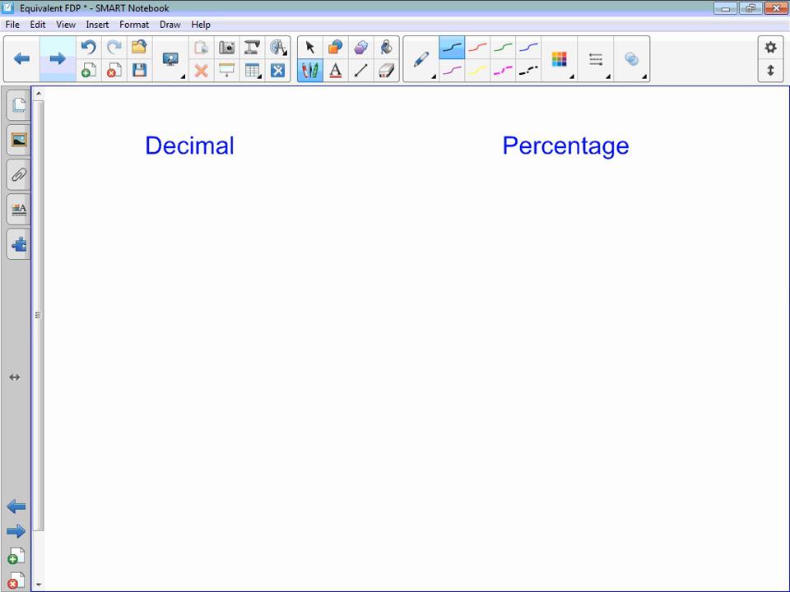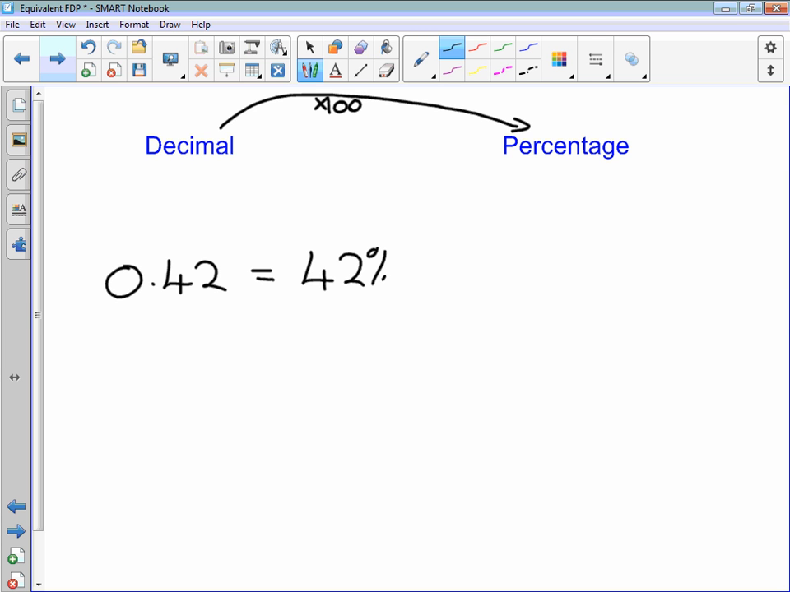If I want to go from a decimal to a percentage, percentage means out of 100. So to change a decimal to a percentage, we multiply by 100. So 0.42, if I times that by 100, I move the digits 2 places to the right, so I end up with 42%. If I had 0.04, moving them 2 places means that that would be 4%.